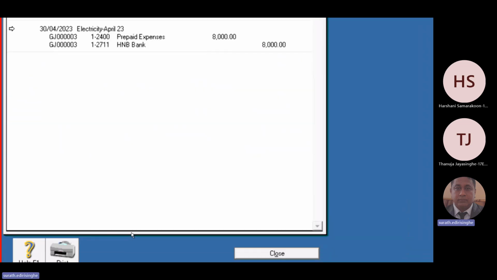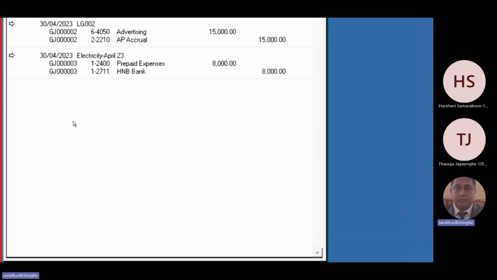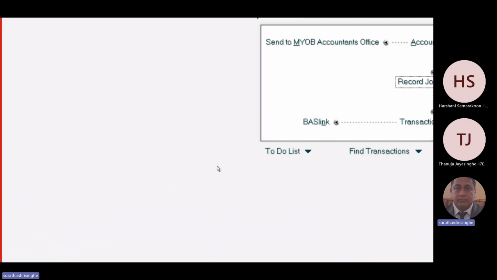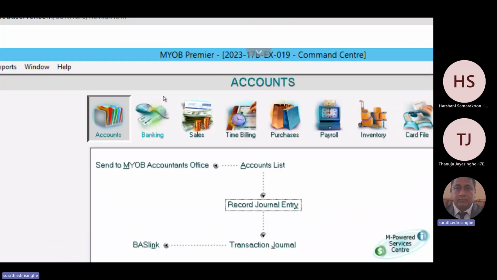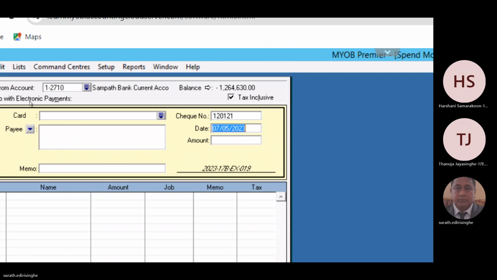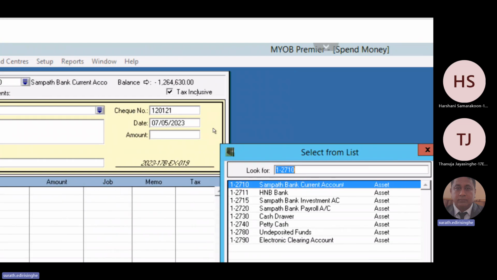Now we will assume that in the next month we paid the electricity bill. Okay, paid the electricity bill. Record this transaction. How do you record this transaction? Go to the banking module again. Banking module, spend money module. Now this time you select here. Look here, HNB Bank. Student, now you clear that. Next one. What's your name? Isudu. Isudu, now you clear that. Now you can pay through the HNB Bank.